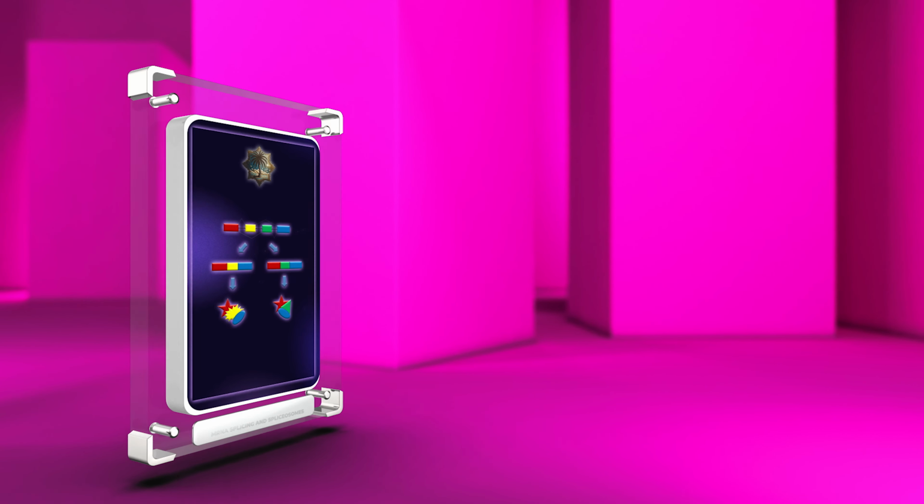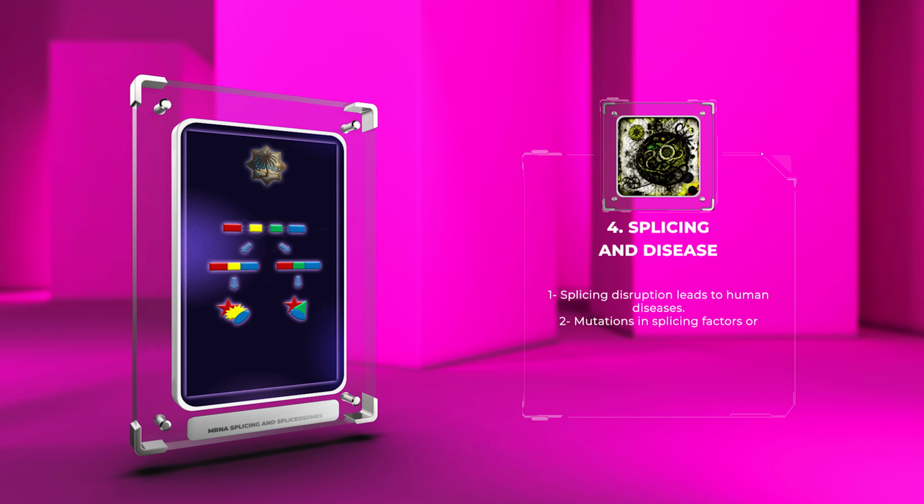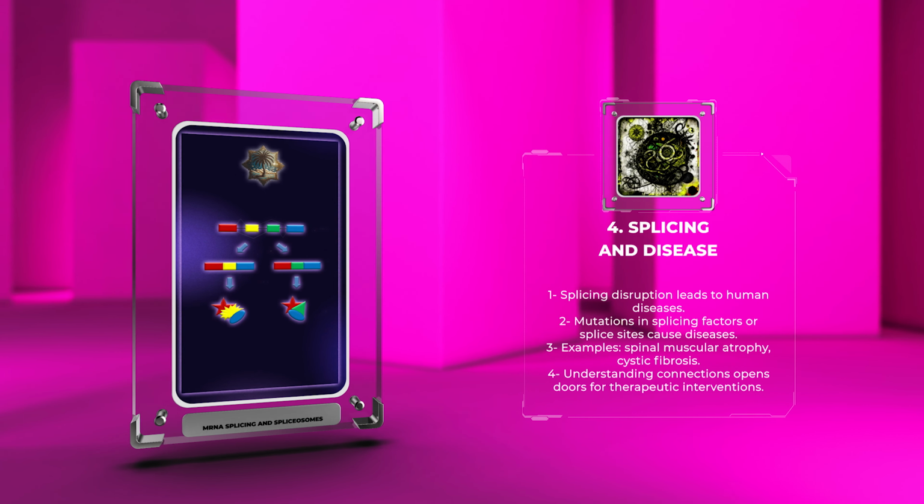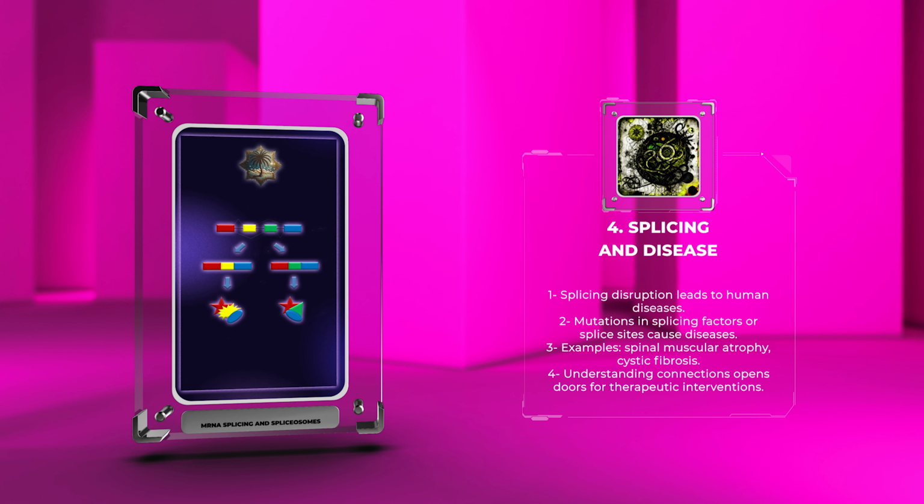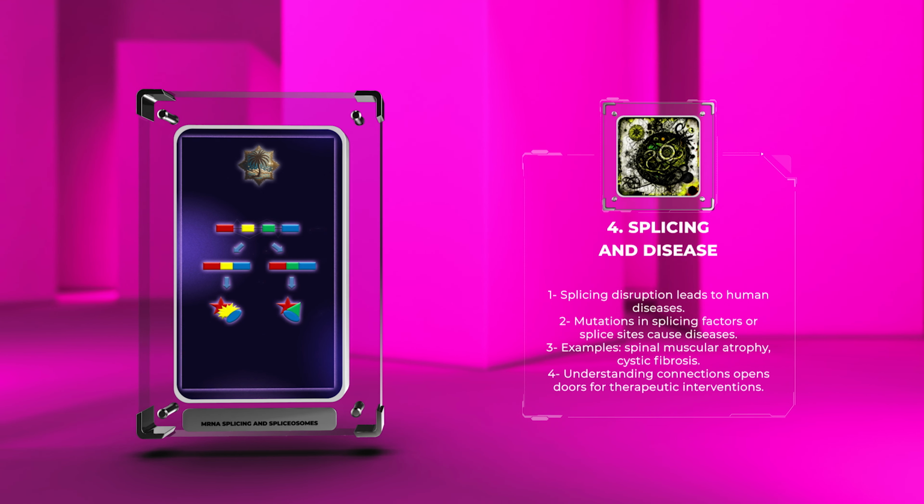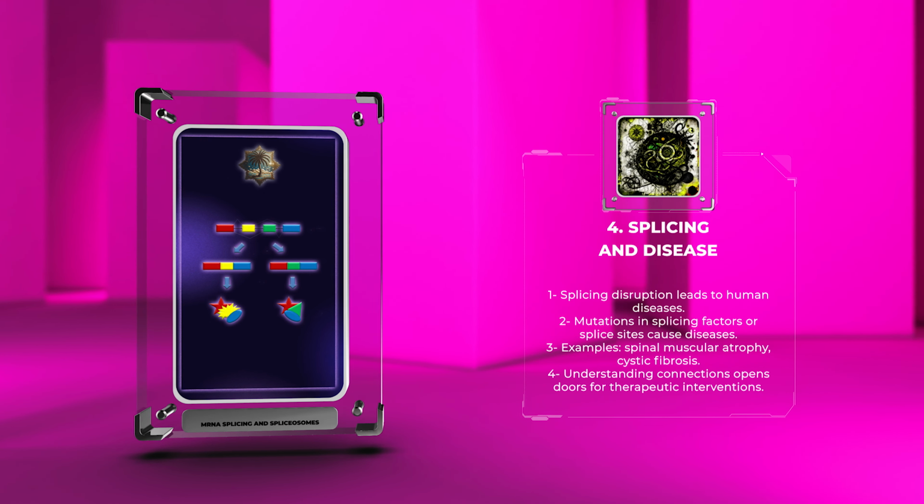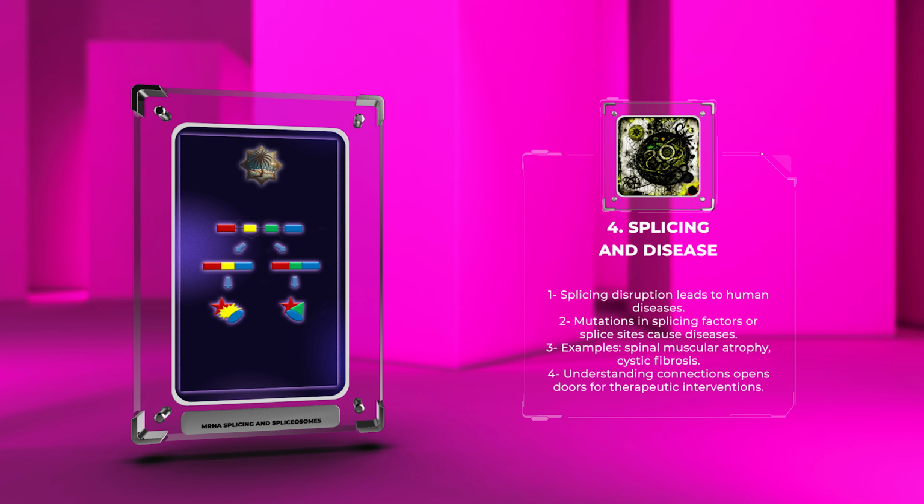Splicing plays a crucial role in gene regulation, and its disruption leads to various human diseases. Mutations in splicing factors or splice sites can cause diseases like spinal muscular atrophy and cystic fibrosis. Understanding these connections opens doors for therapeutic interventions.